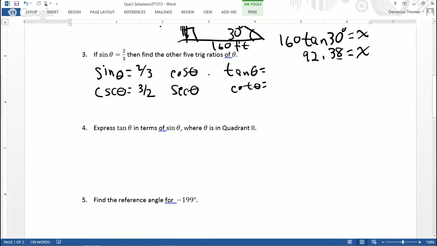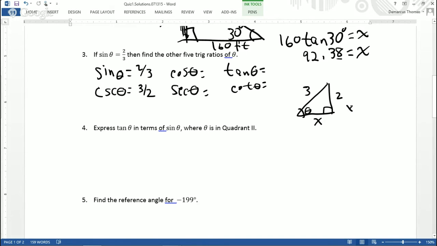In order for me to find the rest, I need to know the sides of all of my right triangle. Since it's given that sine theta is 2 over 3, I know that the opposite side of theta is 2, and the hypotenuse is 3. And so now I need to find this side here. This is the unknown side.